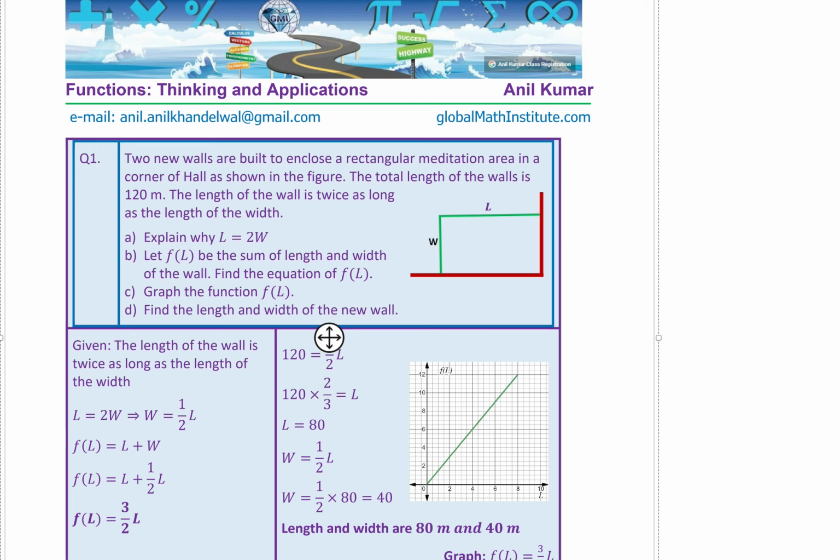The graph, as we were discussing, will be terminating at 80, right? So the scale is 80, not 8. So think this is 80 and that is 120. Is that clear to you? So that is how this particular graph is, and the function f of L. Perfect. So I hope you have understood how we do such a question. So that was regarding the length of the fence.